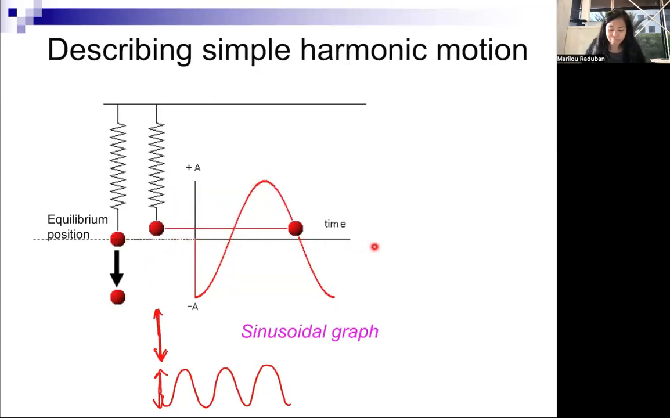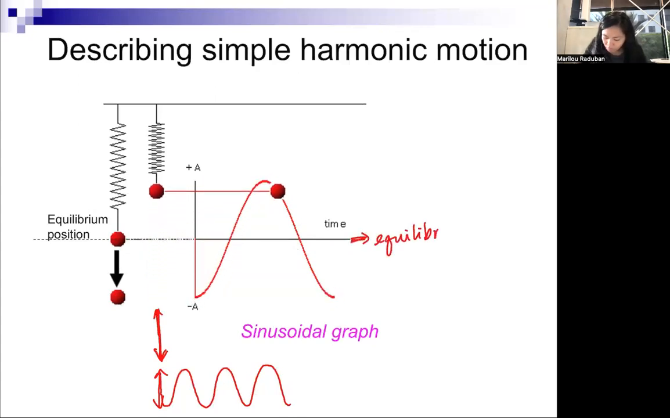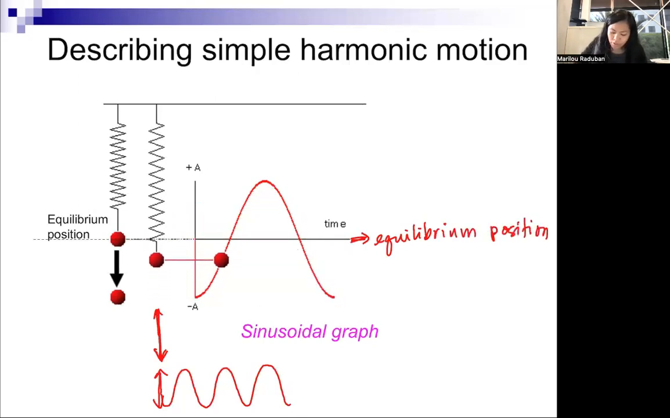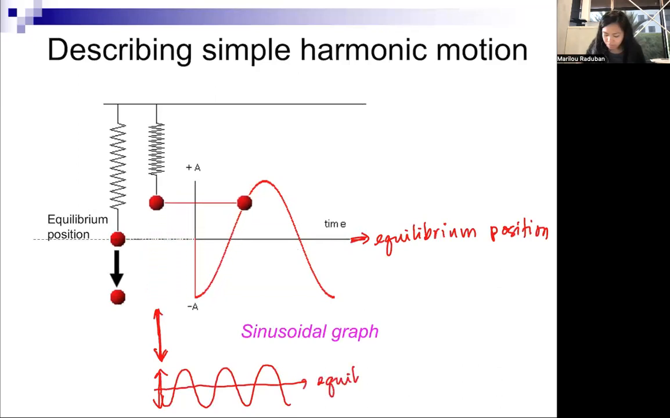Okay, if you notice, this is the equilibrium position, and the sinusoidal graph is sort of symmetric about this equilibrium position. So if you also define the equilibrium position there.